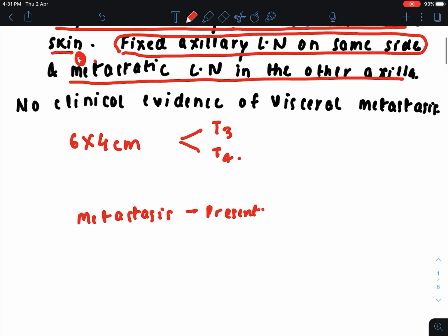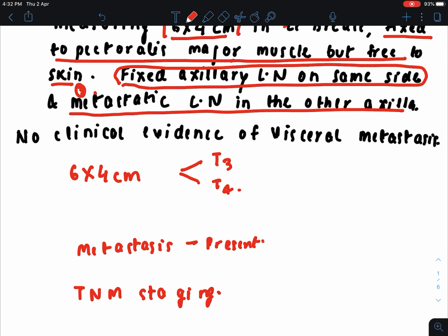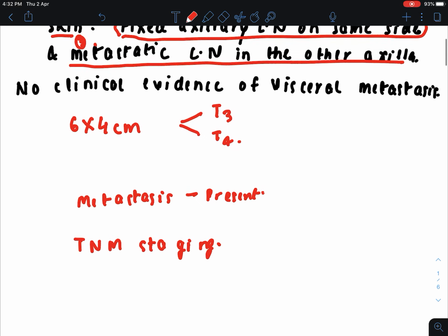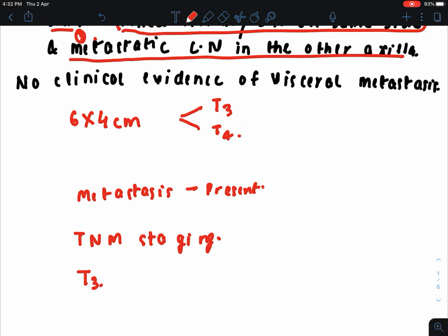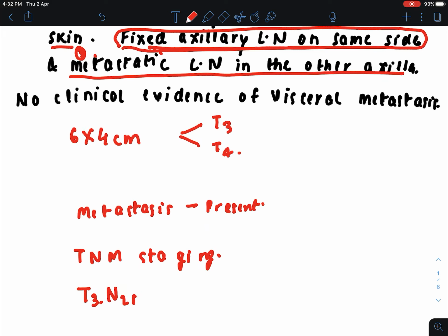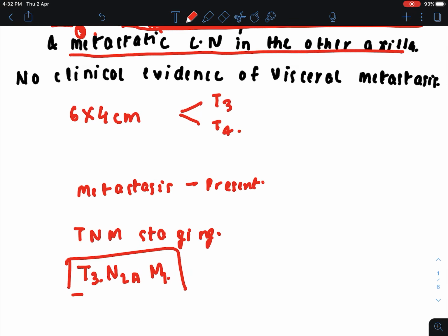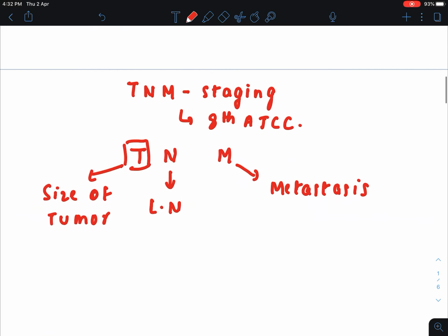Then what will be the TNM staging? You can see that there is no involvement of chest wall by pectoralis major muscle, so it would not be T4A, it will be T3. The fixed axillary lymph node is present, so it will be N2A, and the tumor metastasis has occurred, so it will be M1. I think I am clear to you all. So the staging of this question is T3, N2A and M1. This was all about the TNM staging. Thank you.